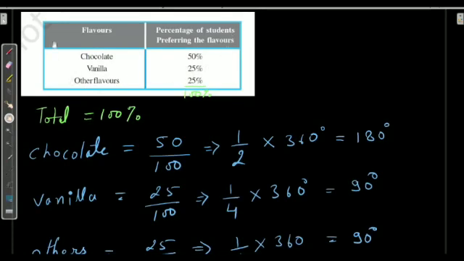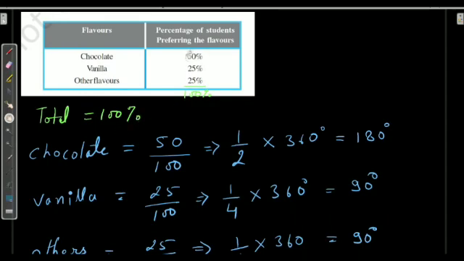So here let's take an example for which we have to construct a pie chart. These are different flavors of ice cream: chocolate flavor, vanilla flavor and other flavor. And here is the percentage of students who prefer each flavor. So 50% of students prefer chocolate, 25% vanilla and 25% prefer other flavors. If you add them, the total is 100%.